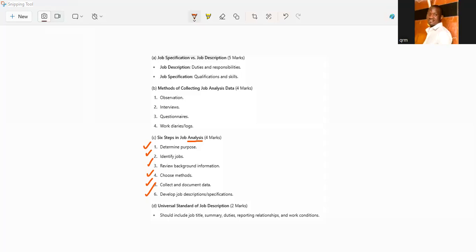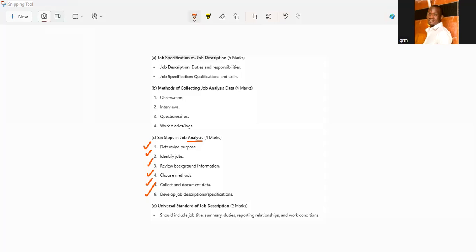Okay, that's true. So you need to identify the jobs to be analyzed. You need to select which positions will need analysis. Not all jobs need analysis. So you prioritize those that are new, those that have changed, or those that are critical to the organization. Then step three, you need to review the background information.